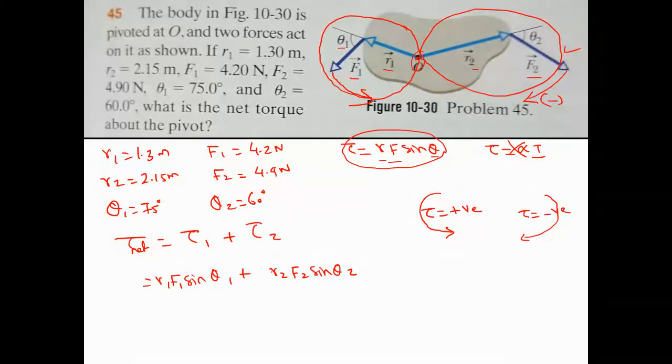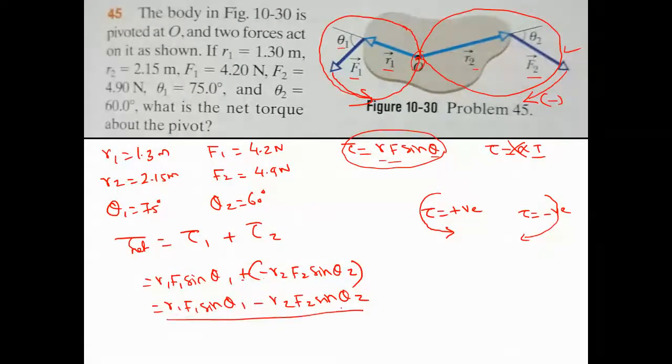So I can just put minus here. Understand? Minus into plus becomes minus. So R1 F1 sin theta 1 minus R2 F2 sin theta 2. Now you have all the values. Substitute in this equation and you will get the net torque. If you substitute the values, what answer did I get? I got minus 3.85 Newton meter. Clear? Clear, doctor.